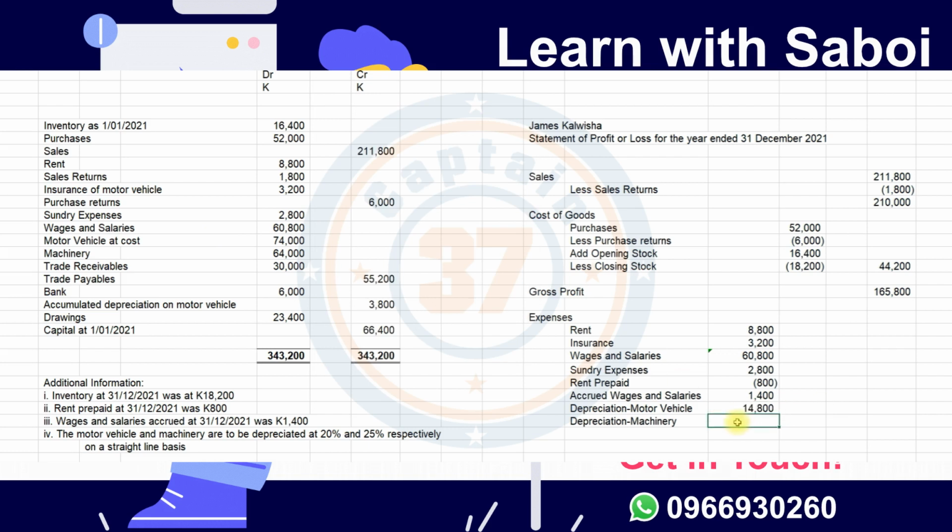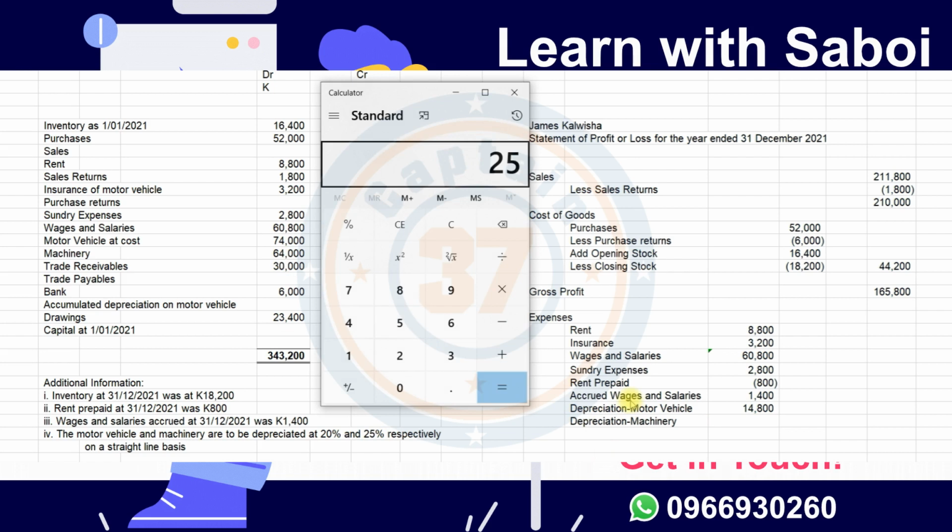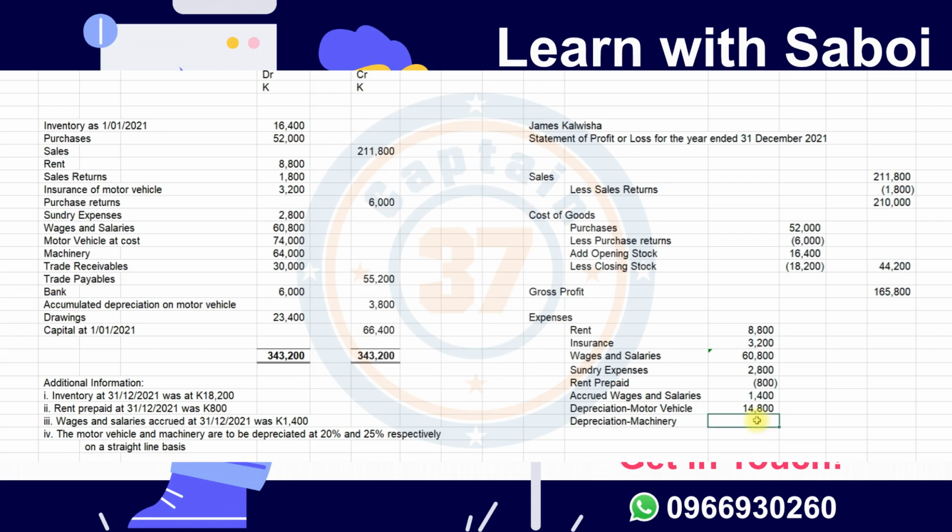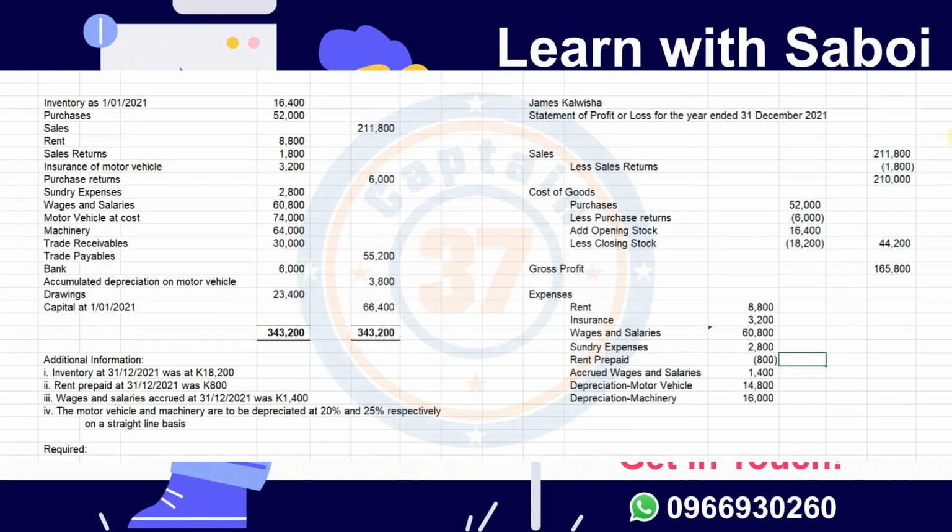The next is depreciation for machinery, and we're told that the machinery is depreciating at 25%. 25% of what? 25% of 64,000. So it will be 25% multiplied by 64,000, and that gives us 16,000. Any further additional information? No further additional information.